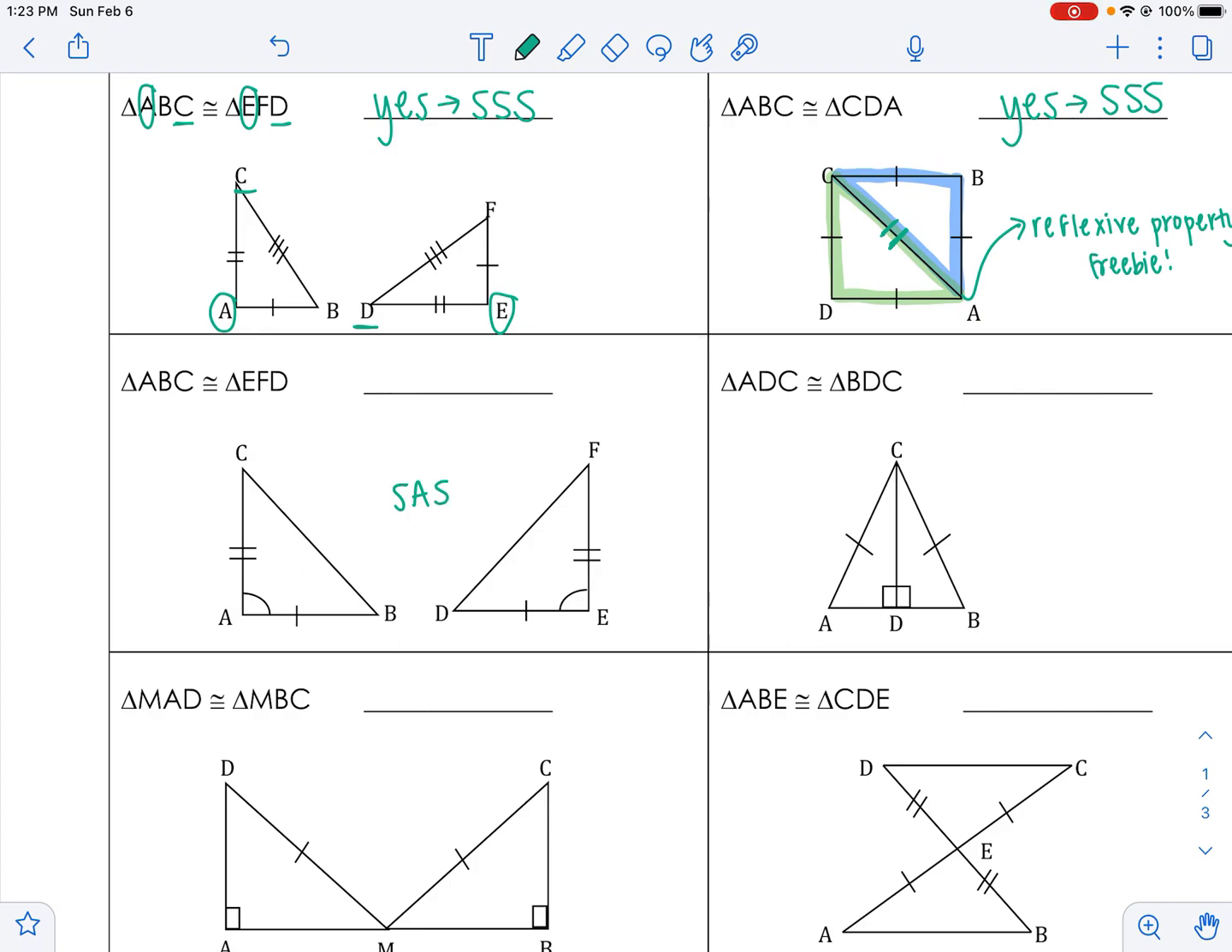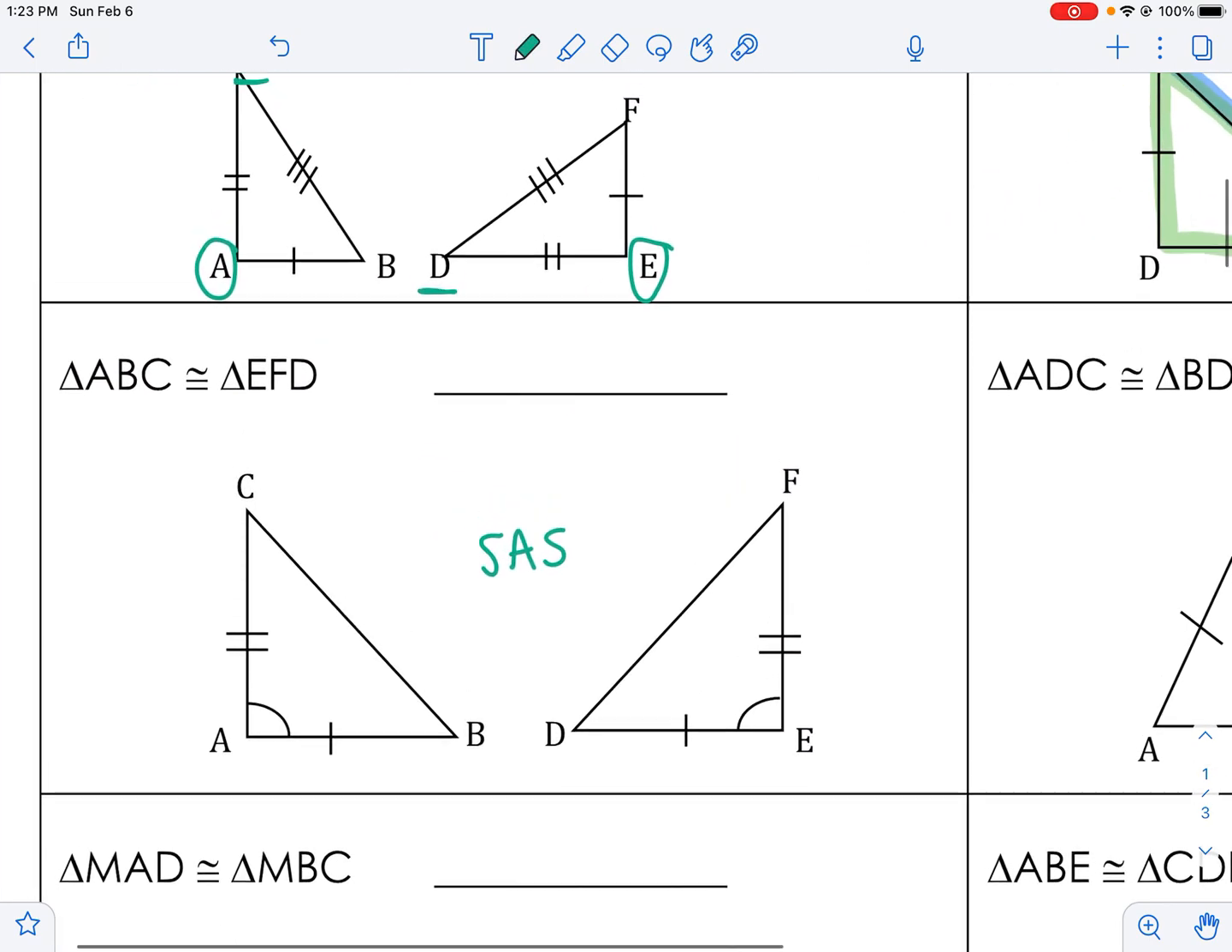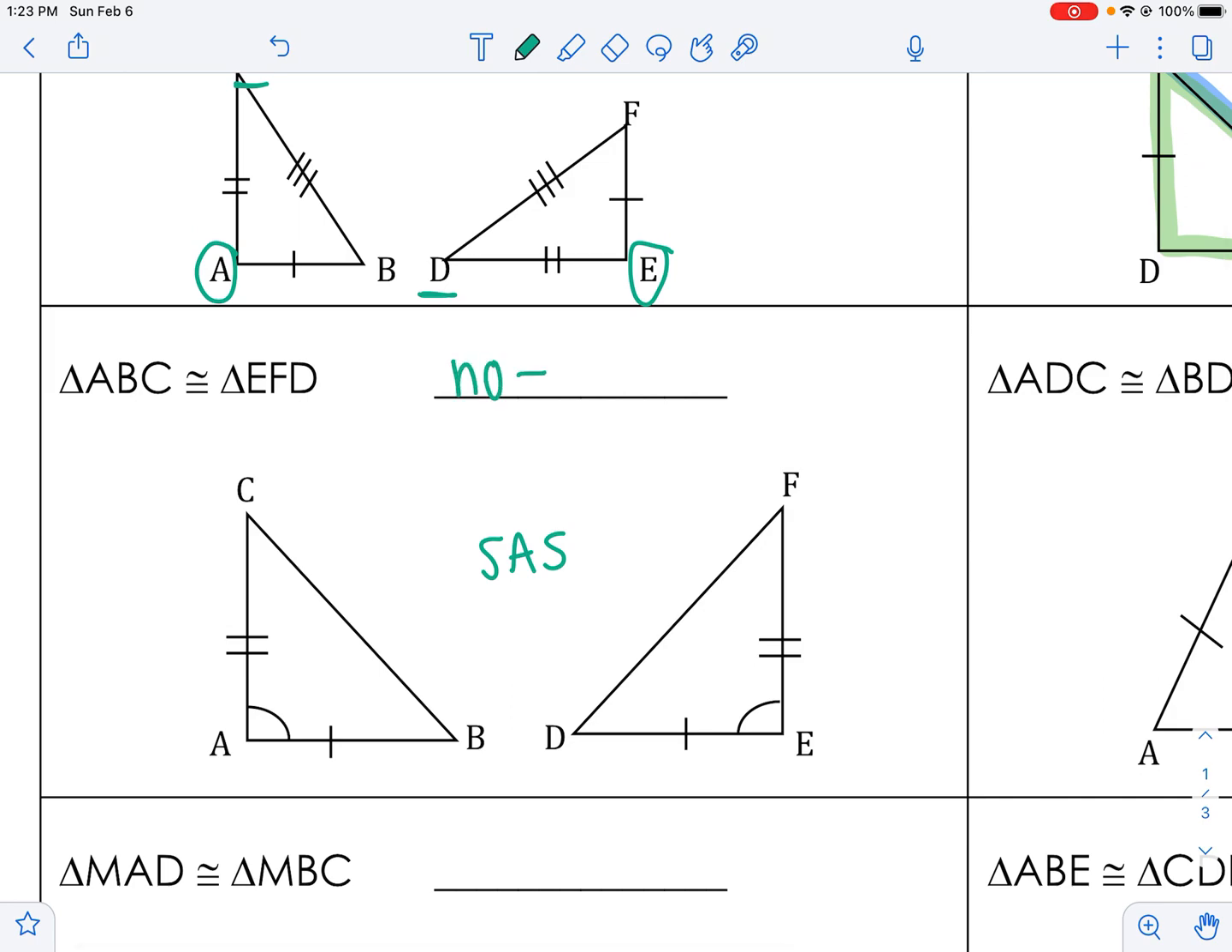Now, before I say yes, I just need to check my order. So, does A go with E? Well, yes, it does. A goes with E. And then B should go with F. But that's not right, because B is at the end of one tick and F's at the end of two ticks. So, are those two triangles congruent? No, they're not. And that's because they have the wrong order.